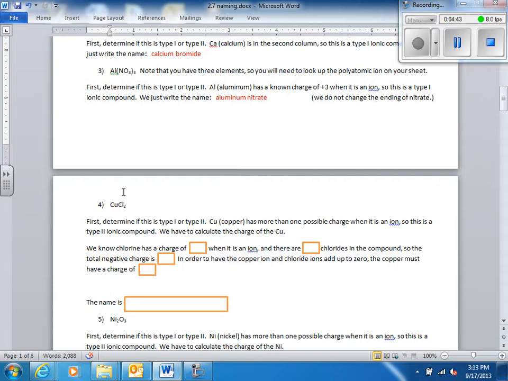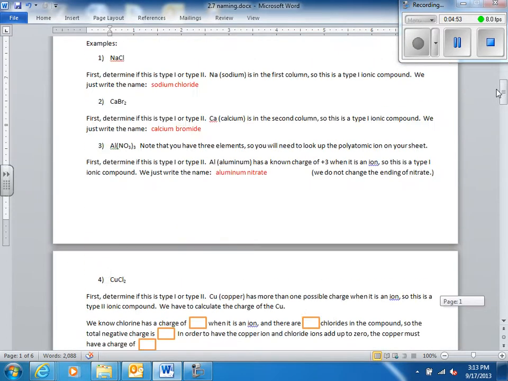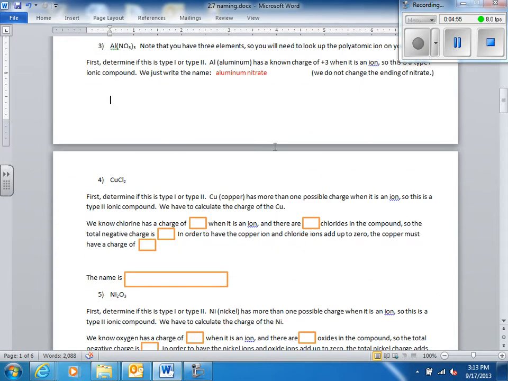So chlorine. We look it up in the periodic table, and we see chlorine is in the -1 column. So we know chlorine has a charge of -1, and we have two chlorines right here. So each chlorine is -1. The total here would be -1 times 2, or -2.